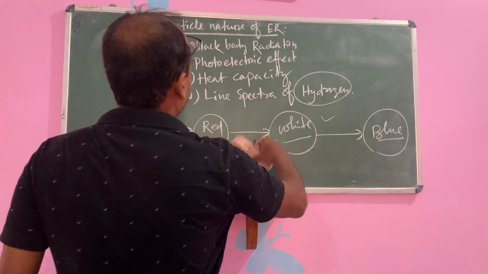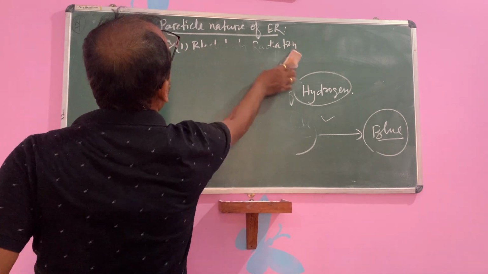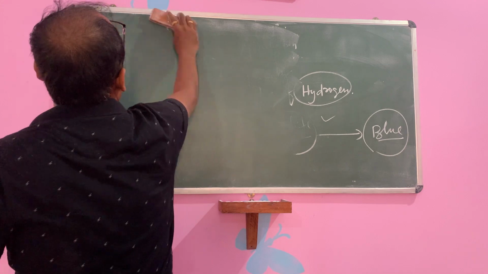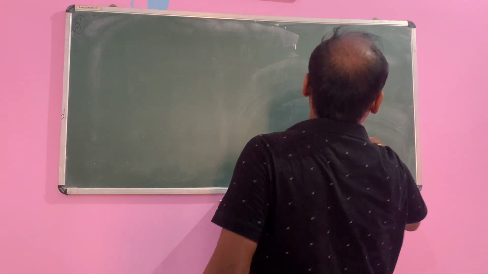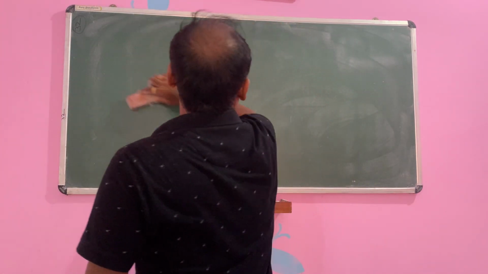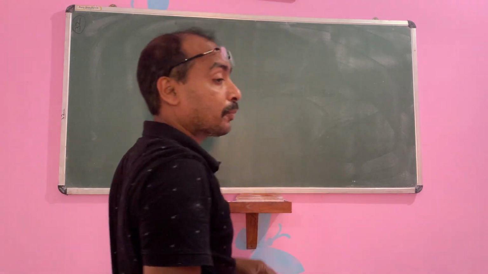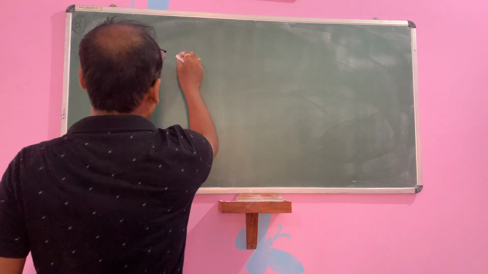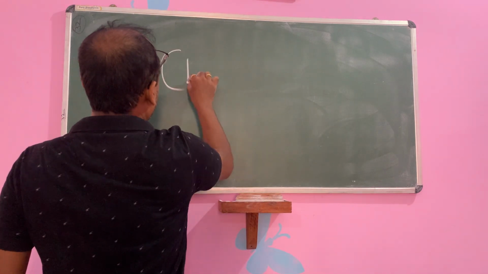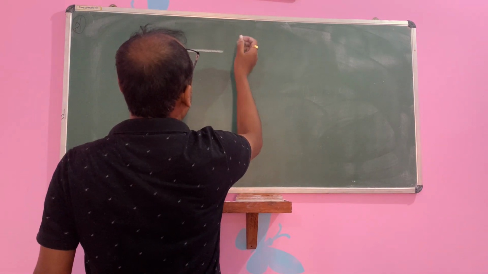Then the photoelectric effect. What do you mean by the photoelectric effect? The ejection of electrons from a metal surface when light of suitable frequency falls on it.